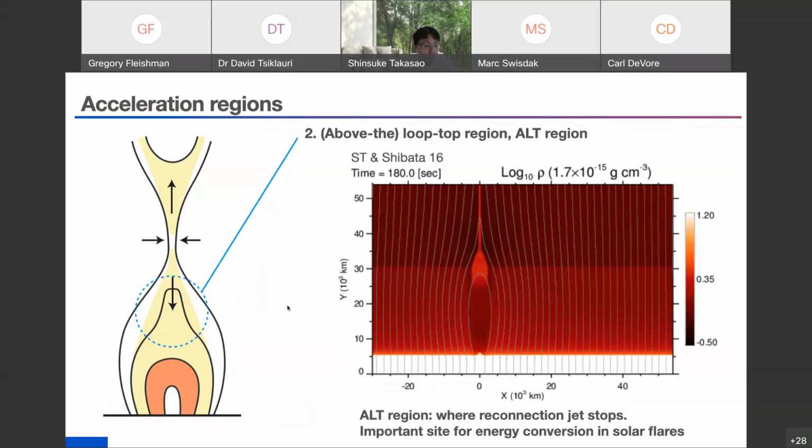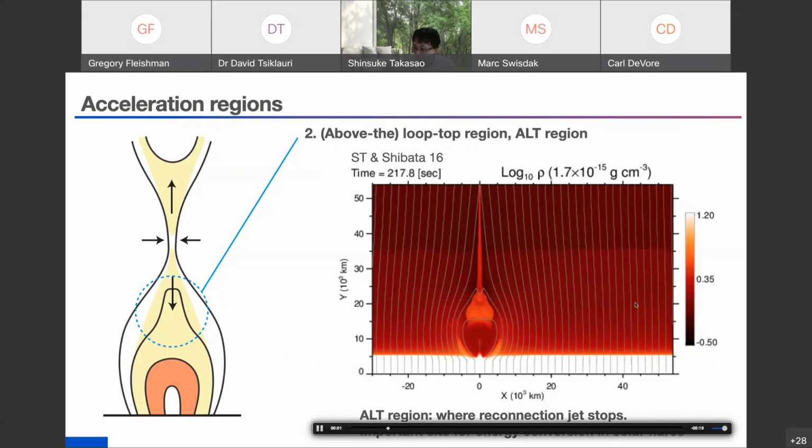Okay, the next one is the main topic of this talk, the above-the-rooftop region. I will use ALT as an abbreviation for this term. This is our 2D MHD simulation of a solar flare with a single X-point reconnection. The color shows the density, and the white lines show the magnetic field.